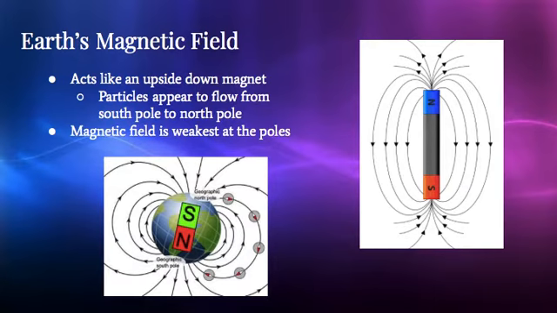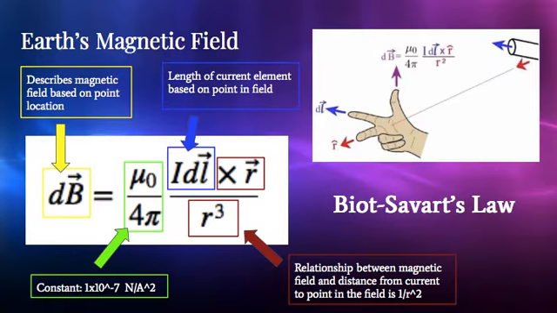Particles are still technically flowing from north to south like a magnet, they just don't appear like that to us. These particles are deflected by the magnetic field and will follow the path of the field towards the poles. The particles will collide with air molecules at the poles, since this is where the magnetic field is its weakest.